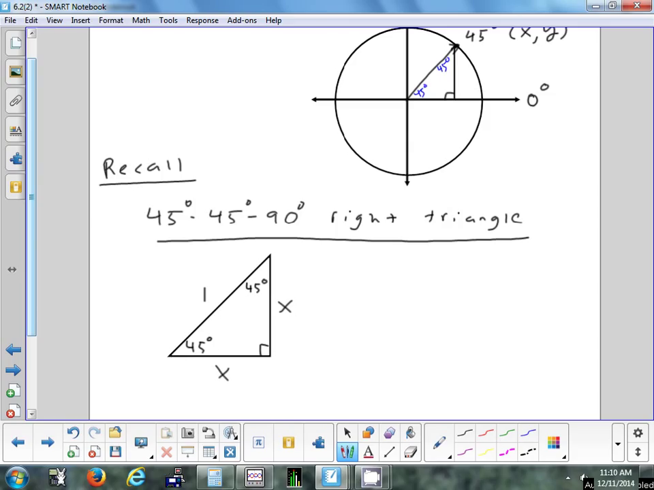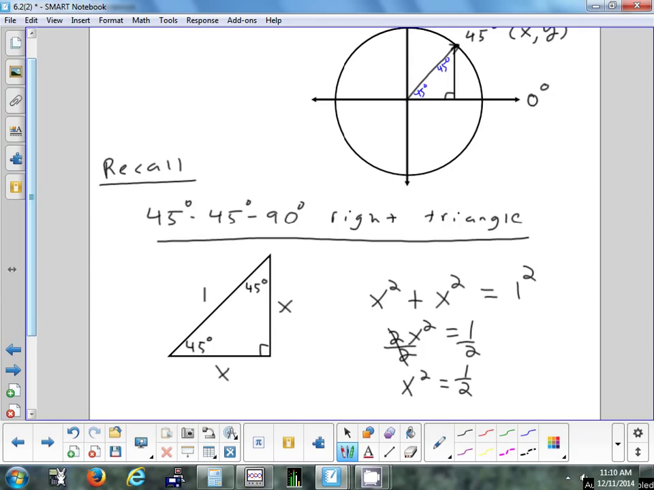Now, we don't know right triangle trig, so we can't use that to solve for x. But there's another formula we could use from geometry, for the right triangle. What formula or theorem could we use to find the length of x? Colby? Yeah, we'll use the Pythagorean Theorem. So square each leg, add them together, and that's equal to the hypotenuse squared. x squared plus x squared gives me 2x squared. Divide each side by 2.